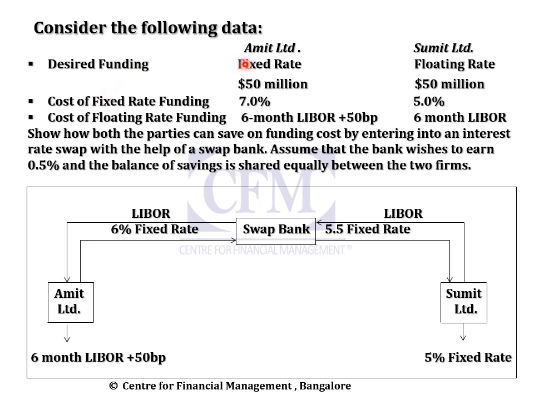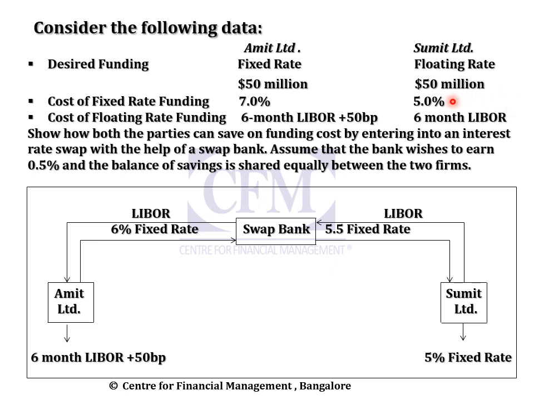Amit Limited is interested in fixed rate borrowing of 50 million USD. Sumit Limited is interested in a floating rate borrowing of 50 million USD. In the fixed rate loan market, Amit Limited can raise at 7%. In the floating rate loan market, Amit Limited can raise at LIBOR plus 50 basis point. Sumit Limited can raise money in the fixed rate market at 5%, in the floating rate loan market at LIBOR.